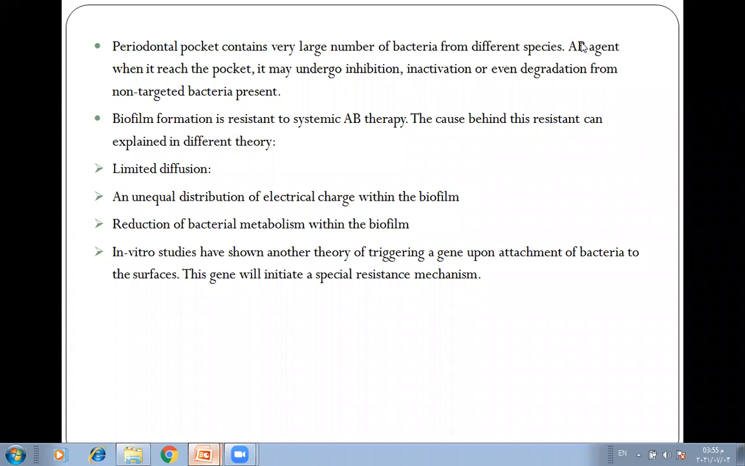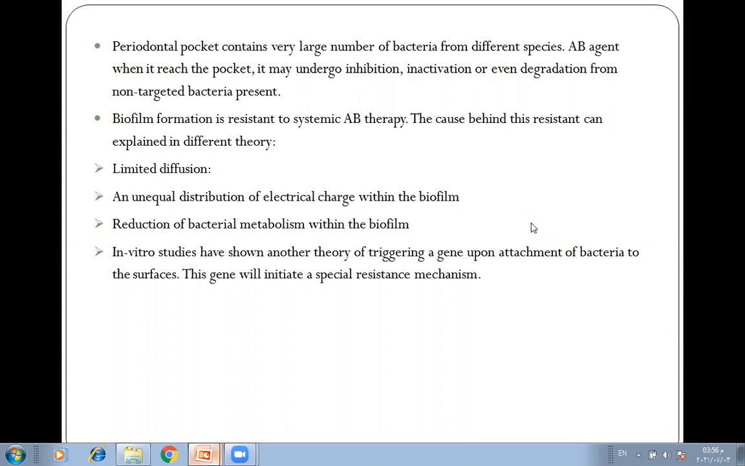Inside the periodontal pocket, there is a large number of bacteria of different species. Antibiotic agents, when they reach the pocket at a certain concentration, might undergo inhibition, inactivation, or even degradation by other species that are not the target.